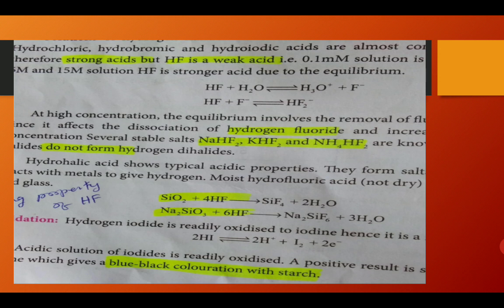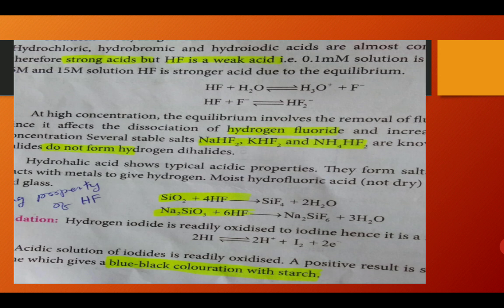The next one is etching property. Etching property means it corrodes glass. That is why HF is not kept in glass, which is known as a typical property of HF. They form salts with acids and bases and react with metals to give hydrogen. Moist hydrofluoric acid, that is not dry, rapidly reacts with silica and glass. That is why it is not kept in a glass bottle. The equation is SiO2 plus 4HF gives SiF4 plus 2 water molecules. So when it is stored in a glass bottle, it forms water immediately. That is why we are not keeping it in a glass bottle.